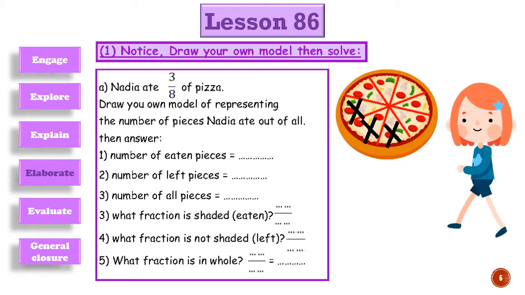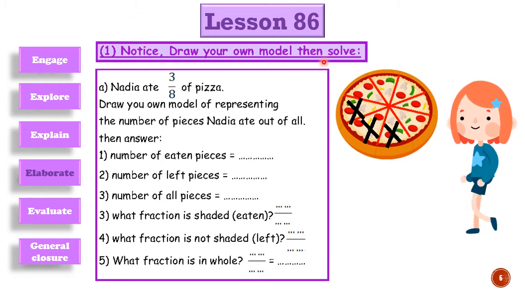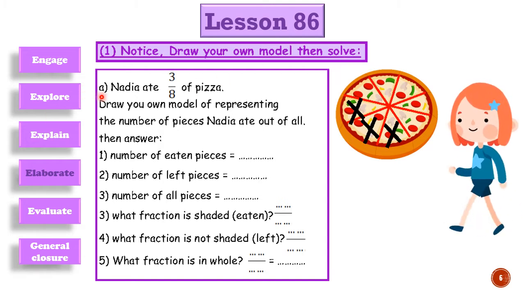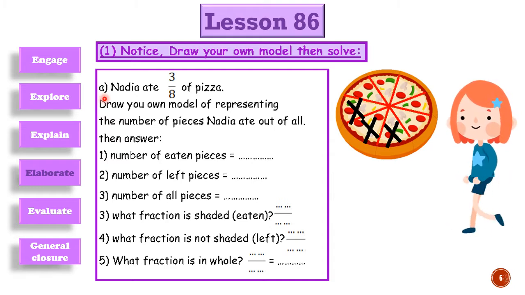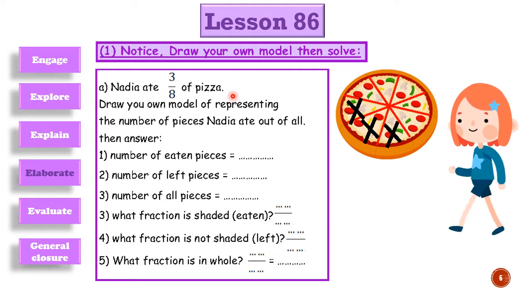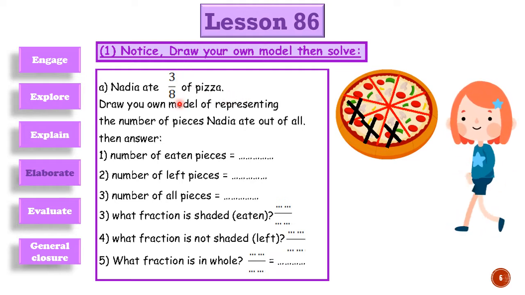Let's go to solve some exercises about this lesson. We will notice, draw your own model, then solve. First of all, you must read this exercise very carefully, then answer as it asks. Nadia ate 3/8 of a pizza. Okay, we have here 3/8. How many equal parts? 8 equal parts. And what fraction is eaten? Yes, 3/8. Draw your own model representing the number of pieces Nadia ate out of all.